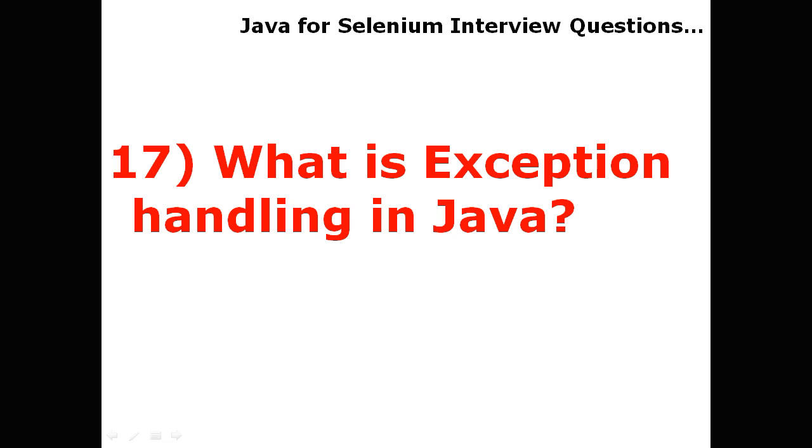Next, what is exception handling in Java? An exception is an event. Exception is an event which occurs during execution of a program. Exception handling is mechanism to handle exceptions.